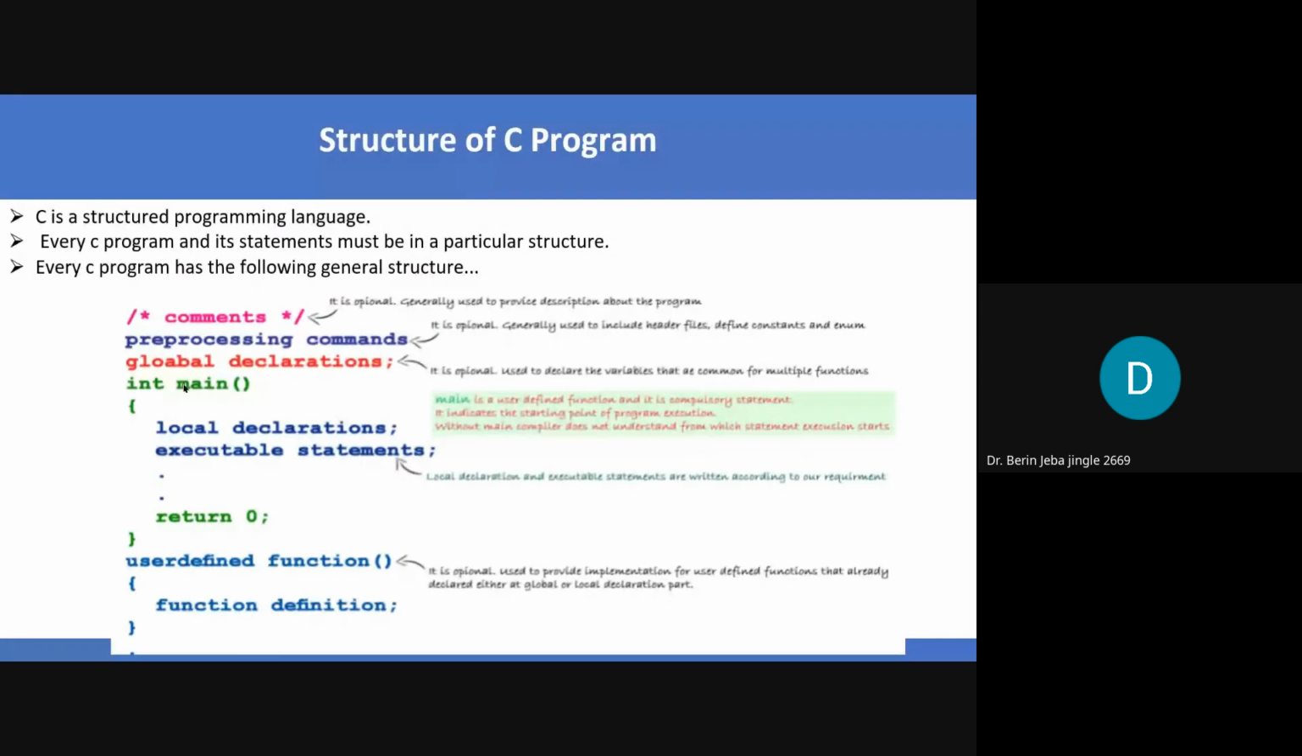For the main function, we can use two things. Void means empty, it does not return anything. Here it is mentioned as int main, so this int must return something. Int means integer, it is not empty. It returns 0.